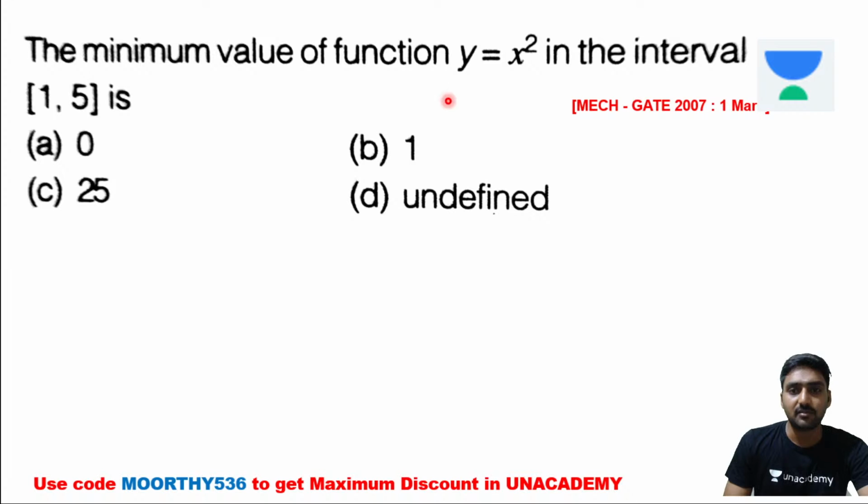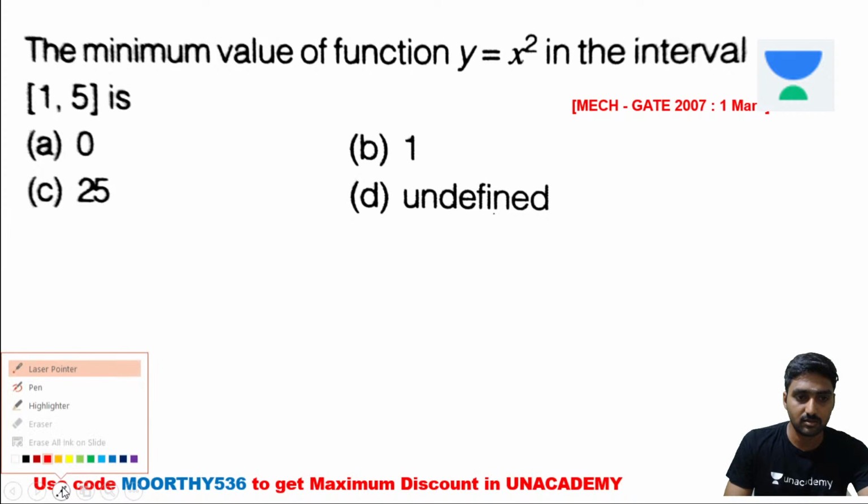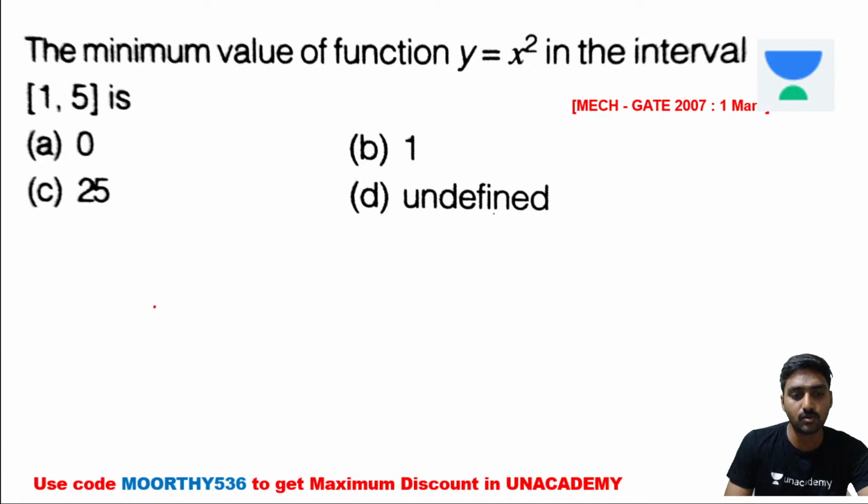Minimum value of the function. Here I will tell you what mistakes students usually make in these kinds of questions. It's a mechanical engineering 2007 1 mark question. Minimum value of the function.